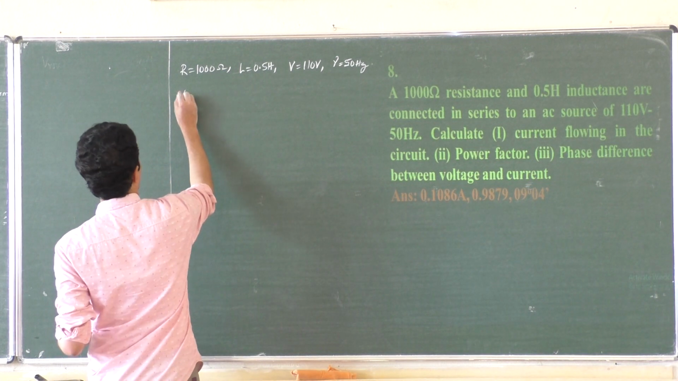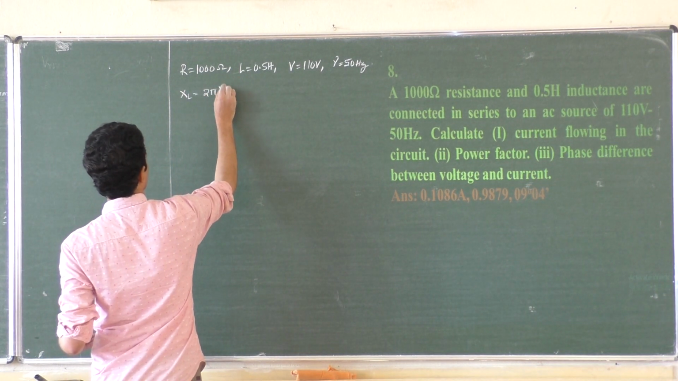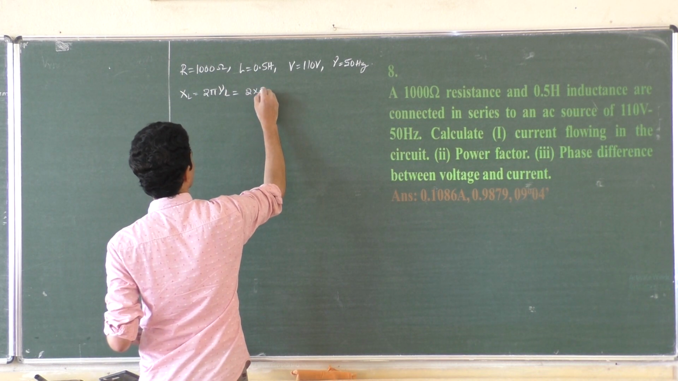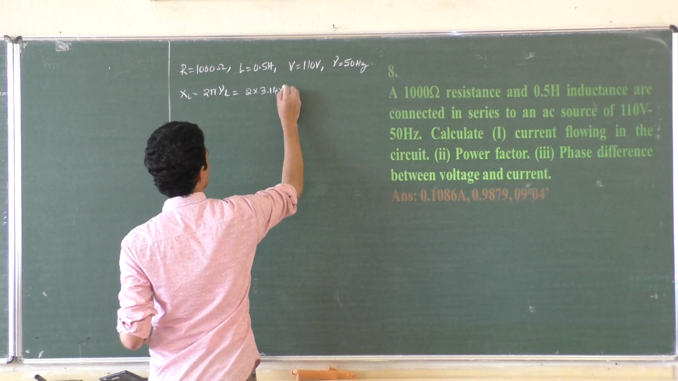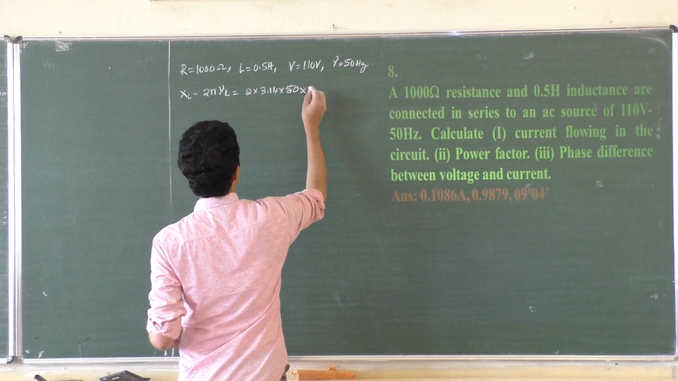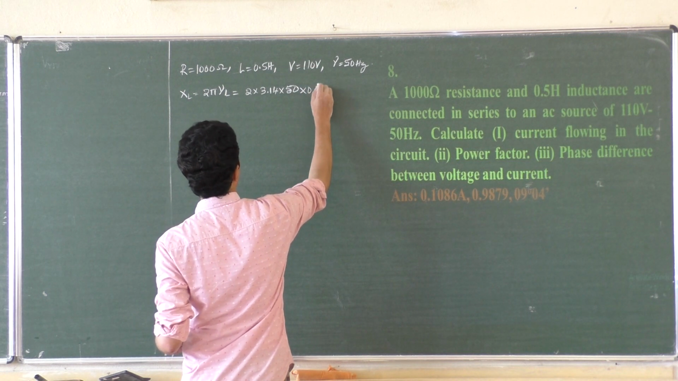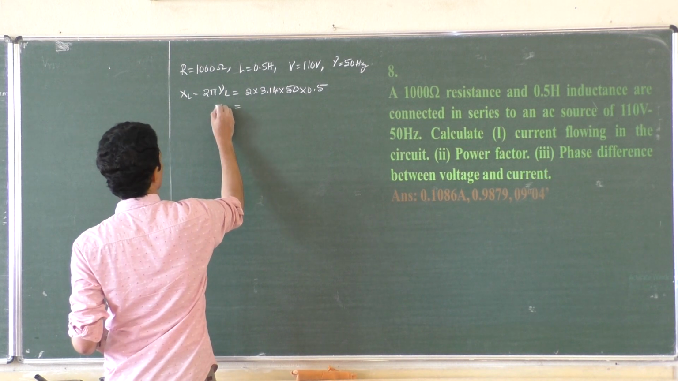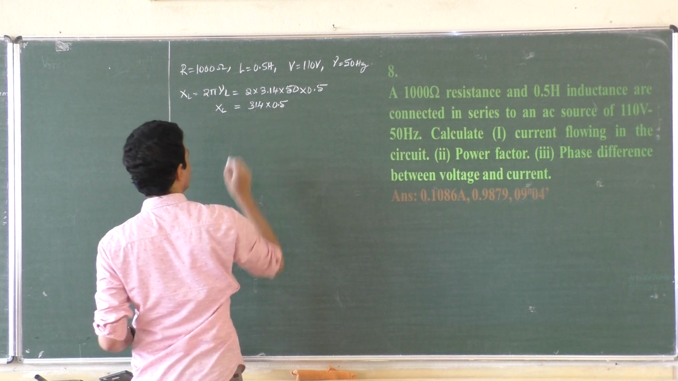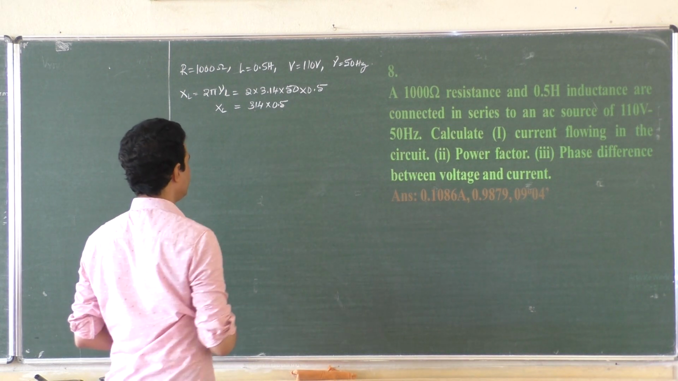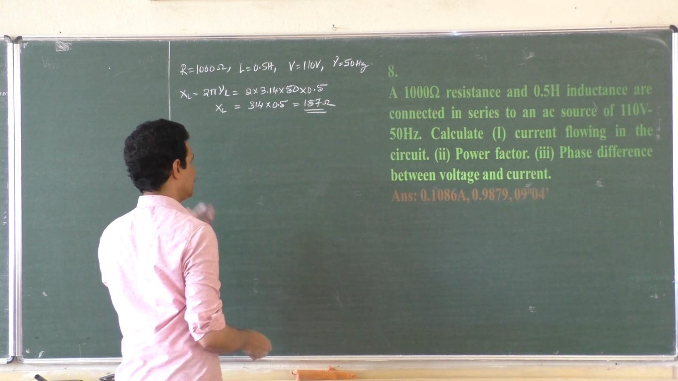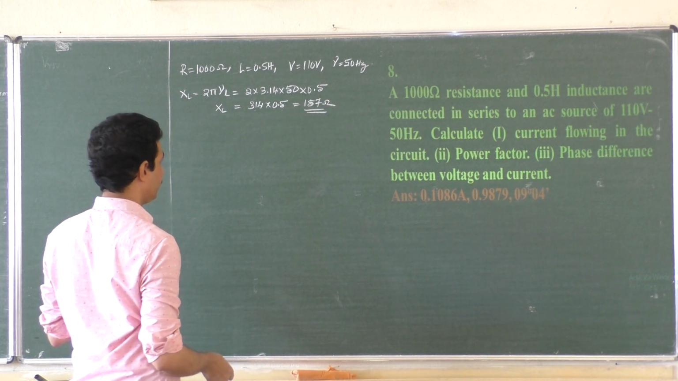So what is XL? XL is equal to 2 pi nu L. Next time, if it is 50 Hz, I'll directly write 314. L is 0.5 Henry, that means half. So 314 into 0.5, half of 314, is 157 ohm. 150, 150, 300, 7, 7, 14, so 157.